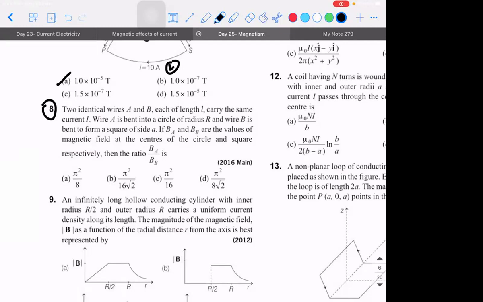Because I'll give you an outline. BA will come as mu naught I by 2R. R is L by 2 pi, correct? Small L by 2 pi. As for BB, each side is L by 4. So when you take that square, L by 4 is the length of this.